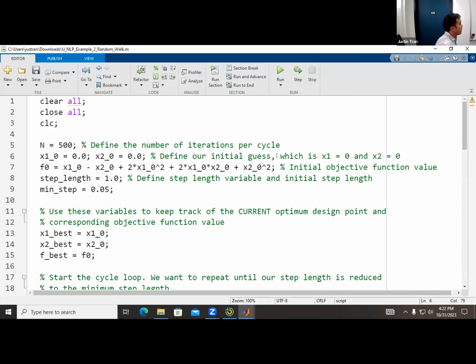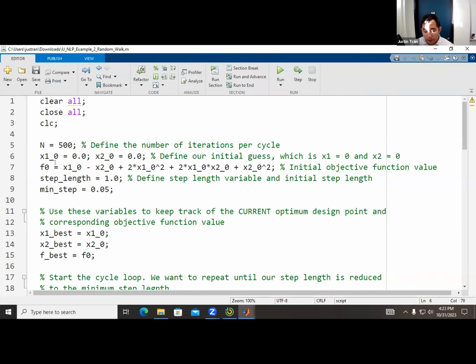We have to set n. Big N is the number of cycles, number of iterations per cycle, which is 500 in this case. Generally, the higher you set n, the more expensive your random walk is going to be in terms of the time it takes to run, but you're more likely to find the optimum. We also have to set the step length, the initial step length, which is 1.0. And then we have our minimum step, which is the smallest amount that we're going to step, which is 0.05. So that is step 1 of the algorithm.